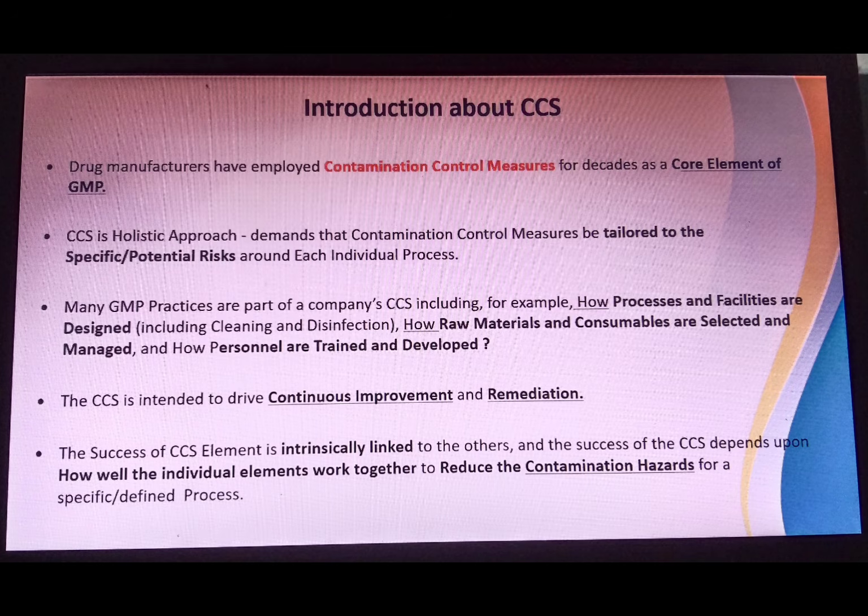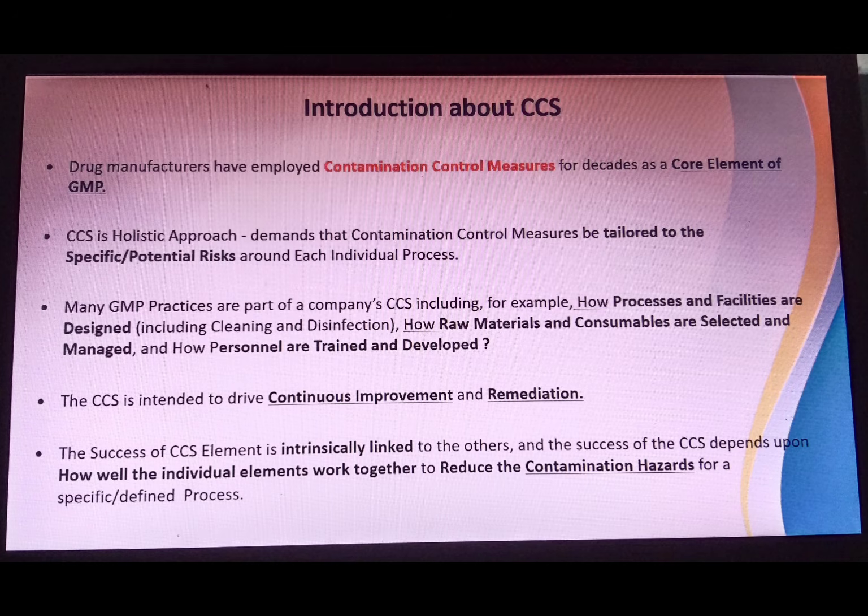Our CCS document should summarize the contamination control practices along with the underlying rationale and reference the supportive procedures and reports. We need to understand how to implement an effective CCS. For this, we need to follow and select best practices. We need to identify outdated practices, and we need to come away from the old mindset.